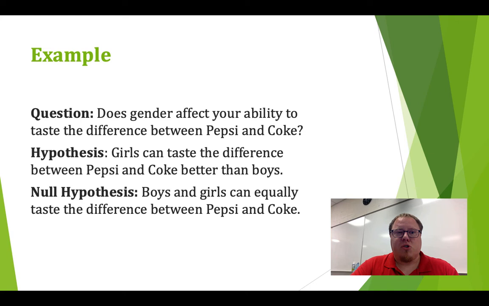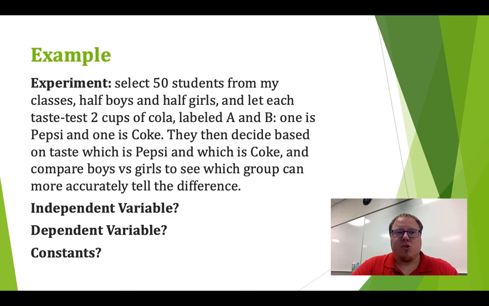So we have a hypothesis, we have a question. Let's do an experiment to see the result here. So in my experiment, I select 50 students from my classes. Half of them are boys and half of them are girls. I let them taste test 2 cups of cola. I label them A and B. One of those is Pepsi and one of those is Coke. If I was doing this really well, I wouldn't know which one is Pepsi and which one is Coke. And they definitely don't know which is which. So they have to figure it out and decide.